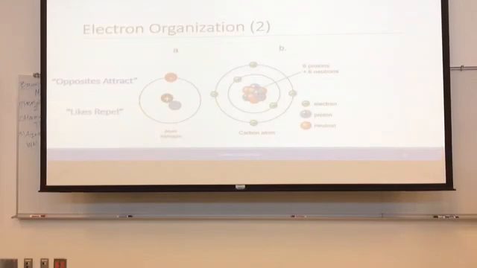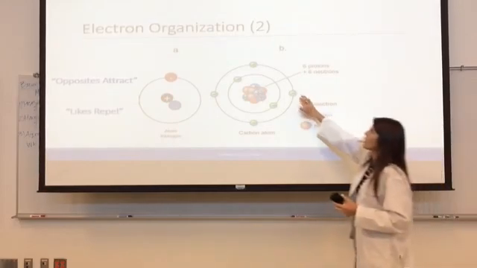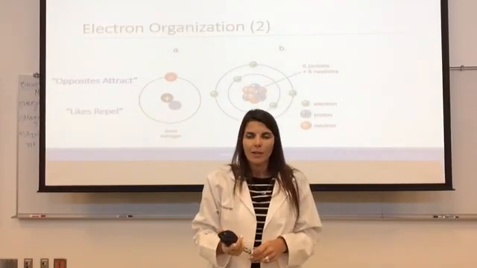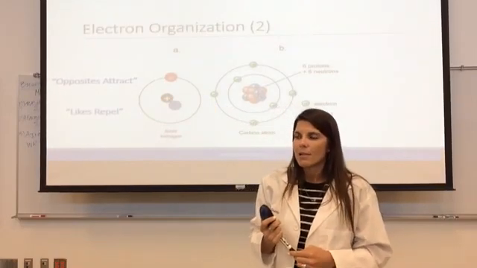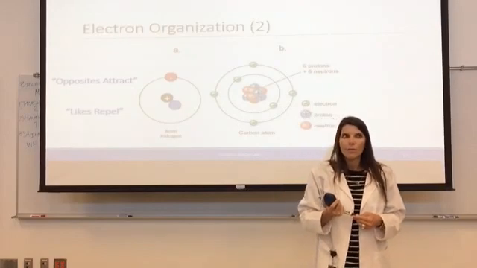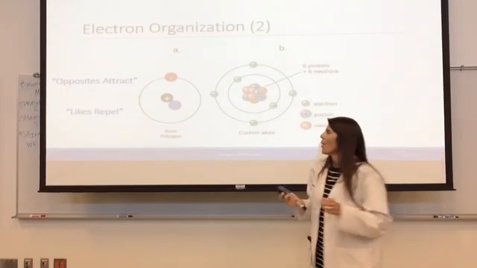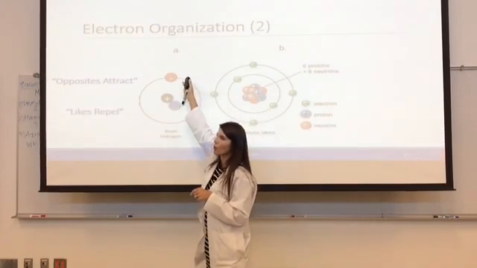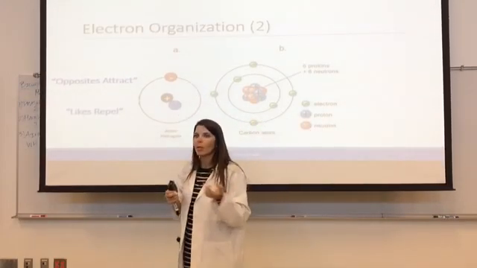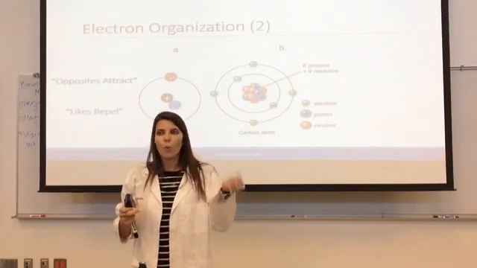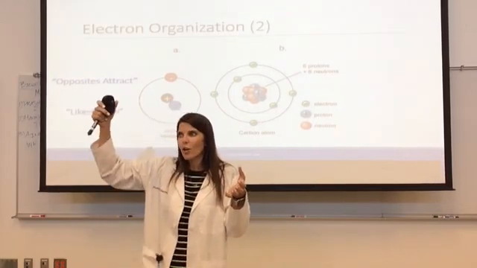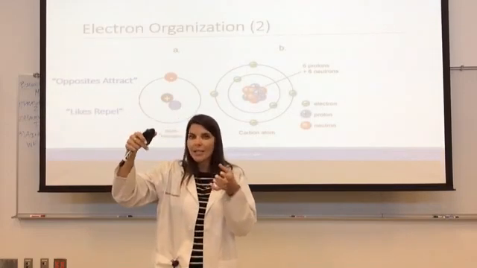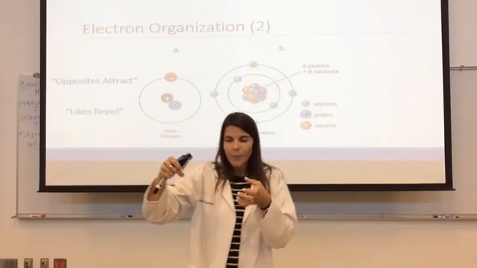Now, what holds these electrons in these orbits? The protons. When you have something that's negatively charged, what is it attracted to? Something positively charged. So you have one proton, one electron is attracted there, and it can hold that there, because opposites attract.